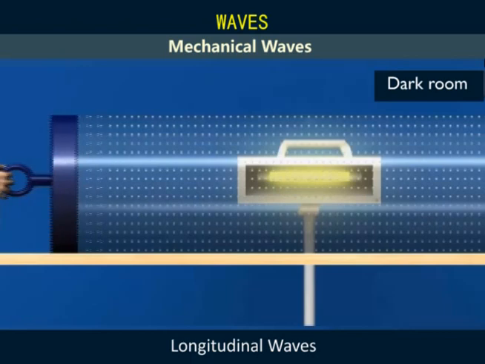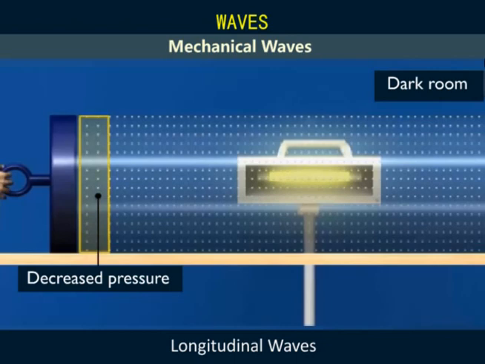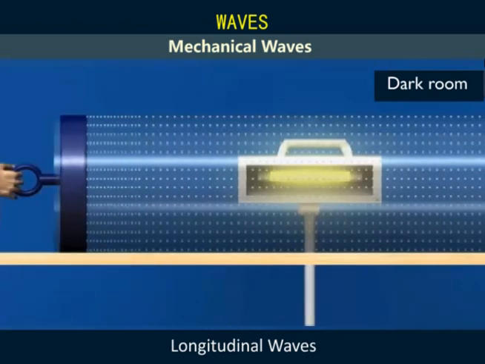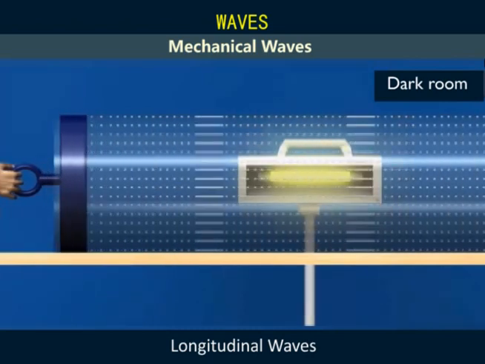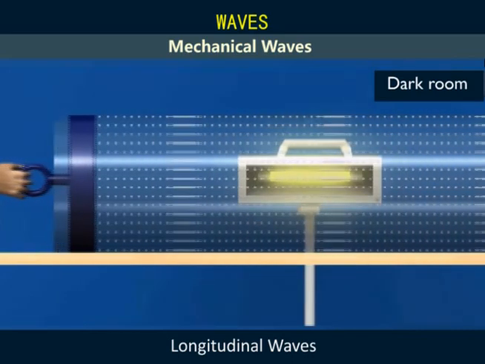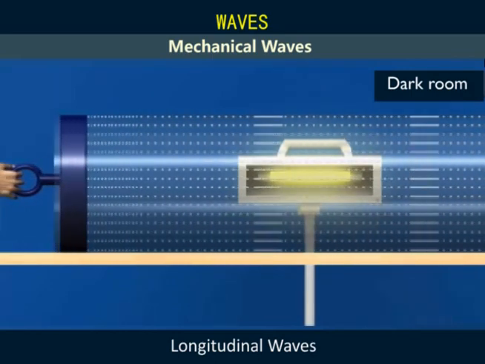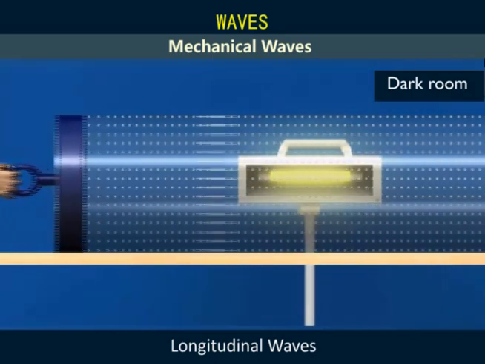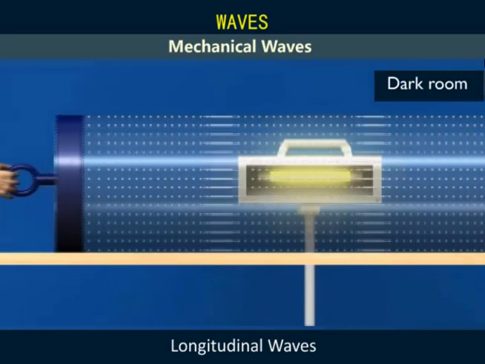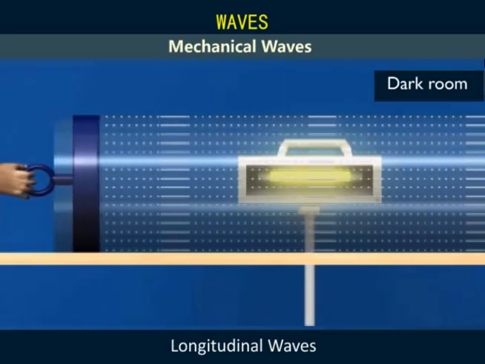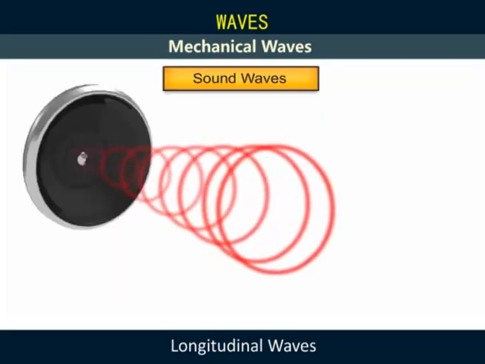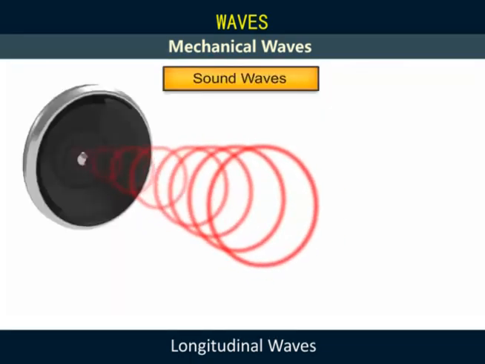When the piston is pulled back, the pressure at the compressed region decreases and causes the dust particles to move back to their original position. The low pressure region is called rarefaction. When the piston is moved back and forth, we see a series of compression and rarefaction bands formed by the dust particles inside the tube moving towards the other end. These bands constitute a longitudinal wave. Sound waves are longitudinal waves propagated through air.